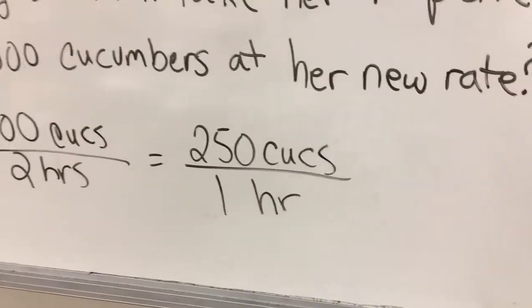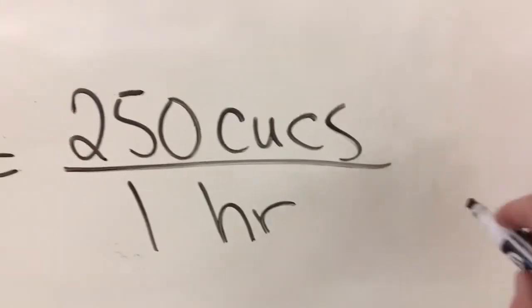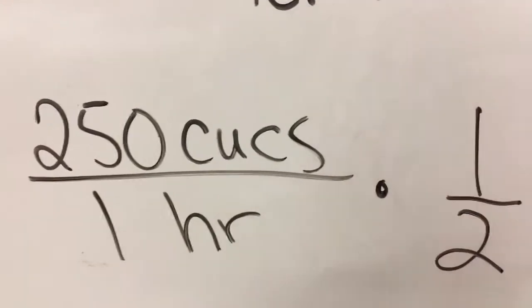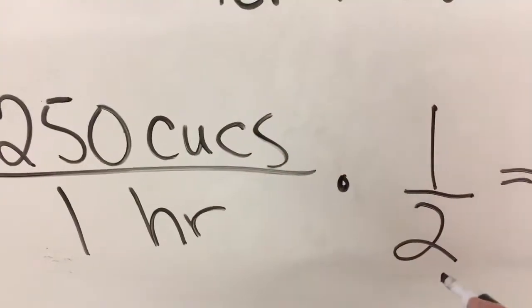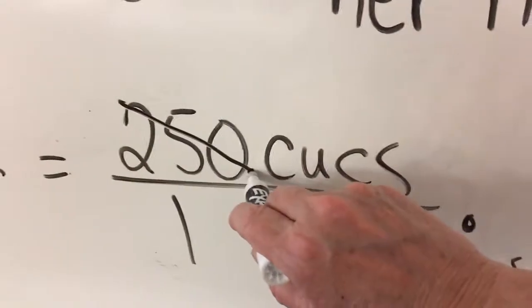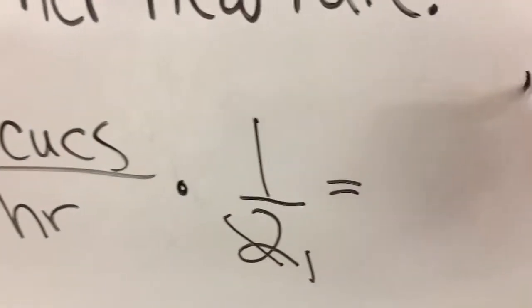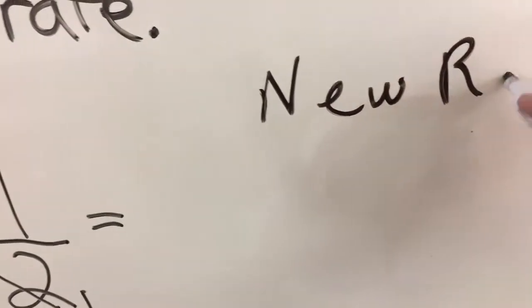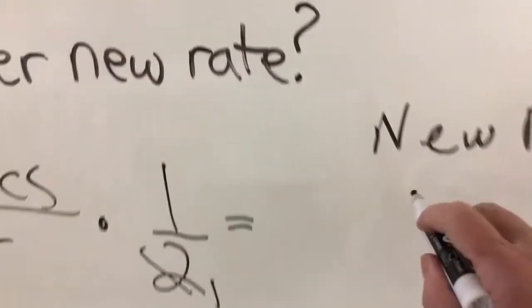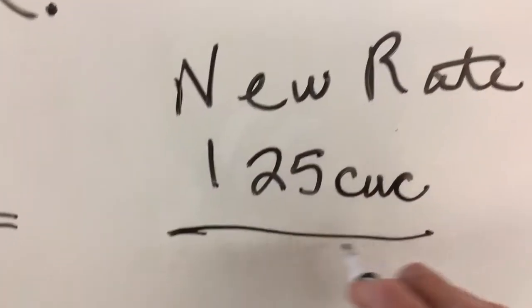So here was her original rate, and we're going to cut it in half. So what we're going to do is multiply by 1/2. Now we've got the 250 and the 2 on the bottom, which we will cancel, divide by 2, divide by 2, and 250 divided by 2 is 125. So now her new rate is 125 cucumbers in 1 hour.